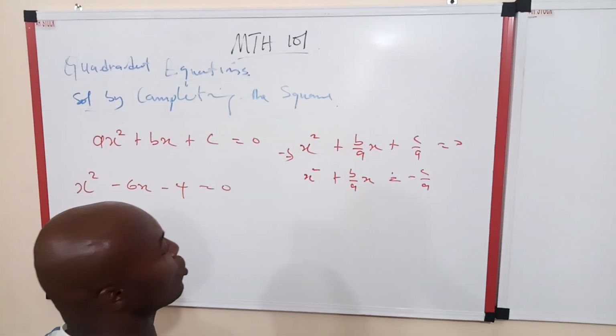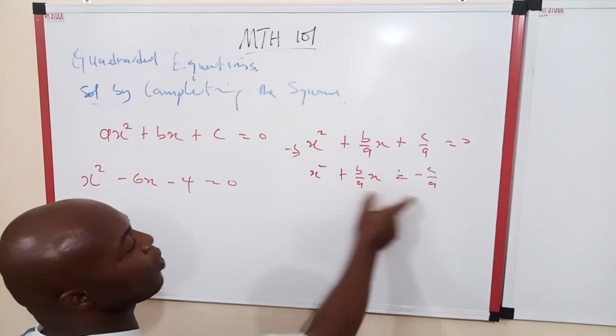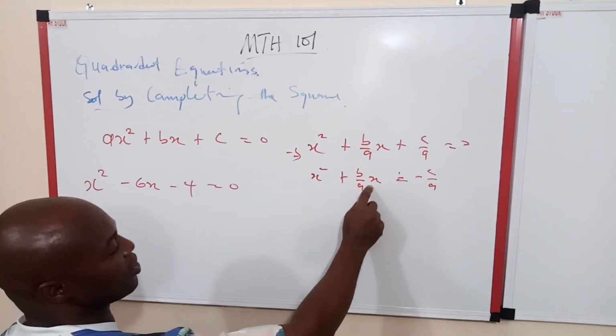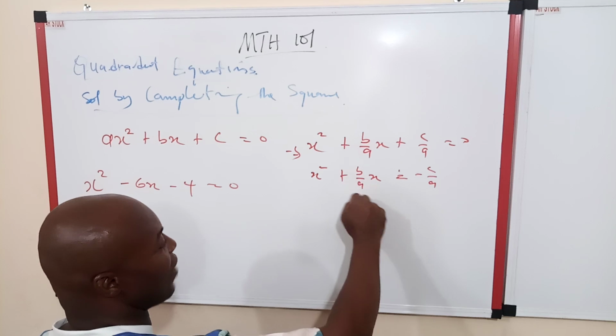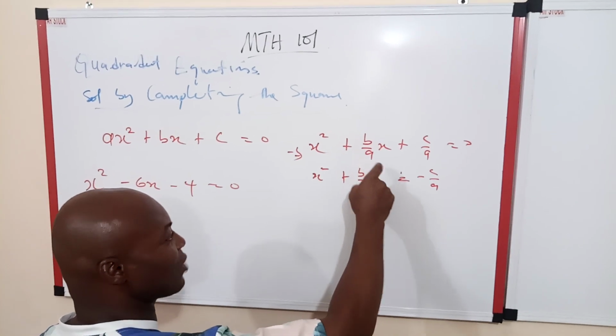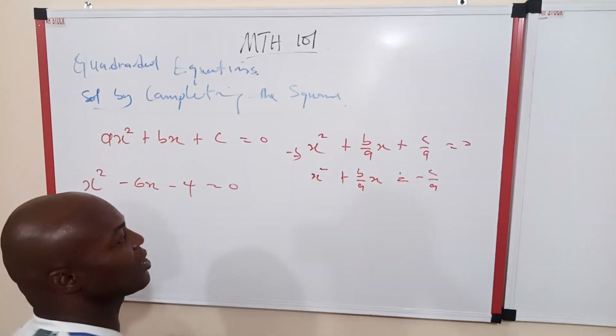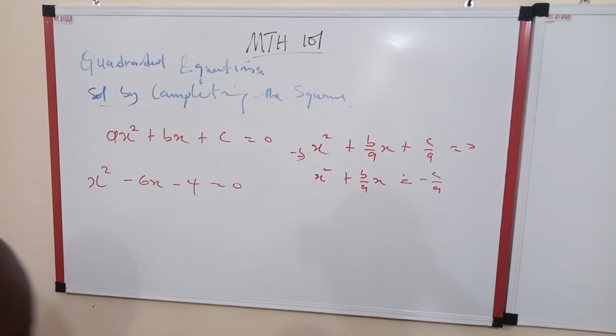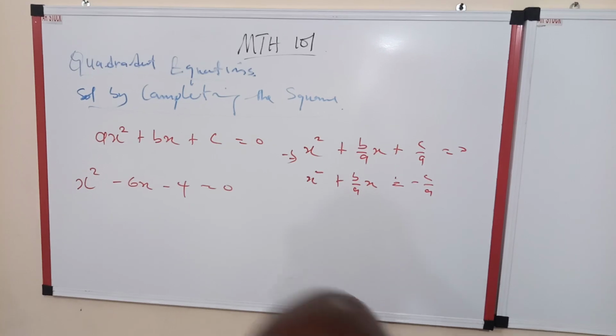Then next, what we're going to do is to add to both sides of this equation the square of half the coefficient of x. Like half of this one, then we square it and add it to both sides. That is what we're going to do. Now, we are going to illustrate by using this example that is before us.